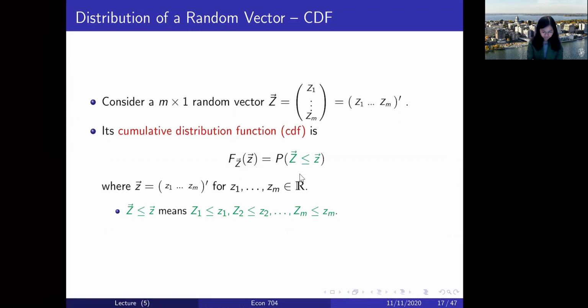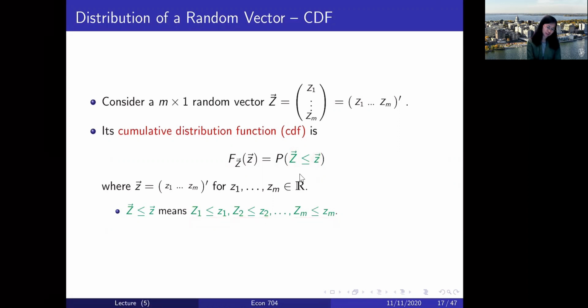So the CDF is defined to be the probability that the random vector lies below this vector value. What does a vector lying below another vector mean? It means element-wise lying below.